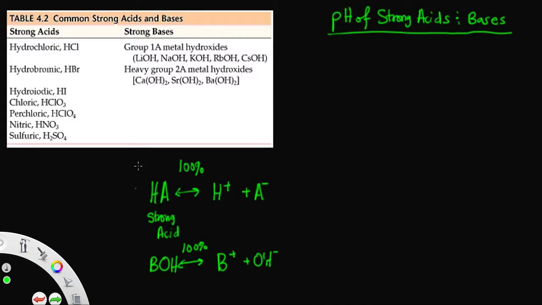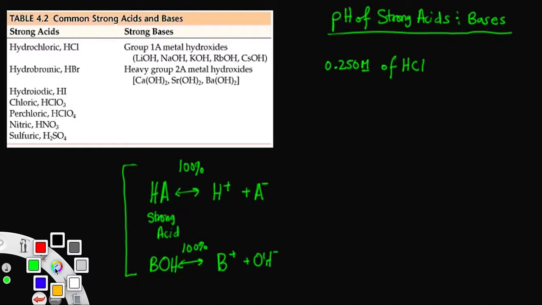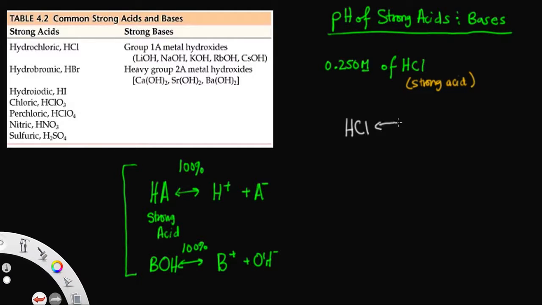So knowing that this is the unique characteristic of strong acids and strong bases, let's say we're given a problem that says we have 0.250 moles per liter of hydrochloric acid. All right. Well, we know that hydrochloric acid is a strong acid, so let's write that out. And if we were to just draw out a quick reaction, hydrochloric acid will dissociate into our hydrogen ion and a chloride, a Cl minus.